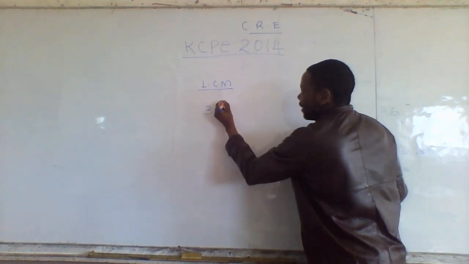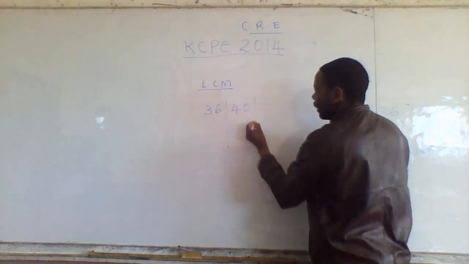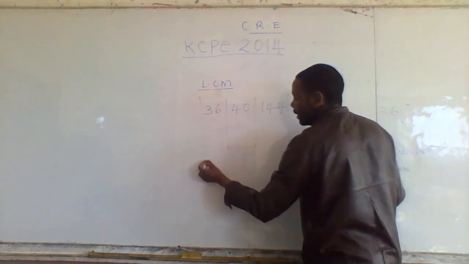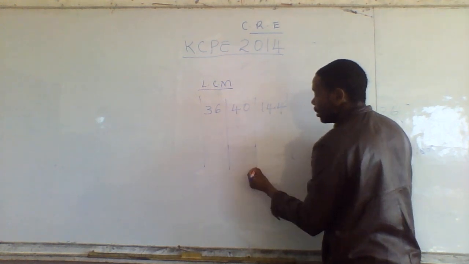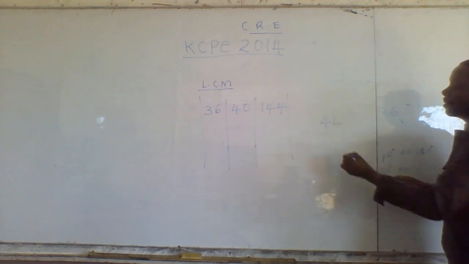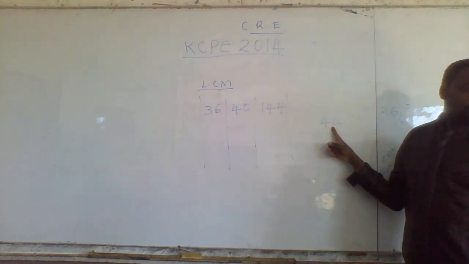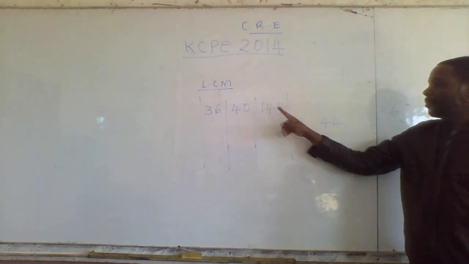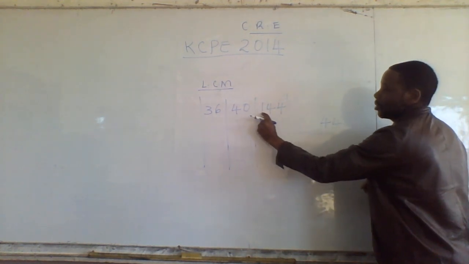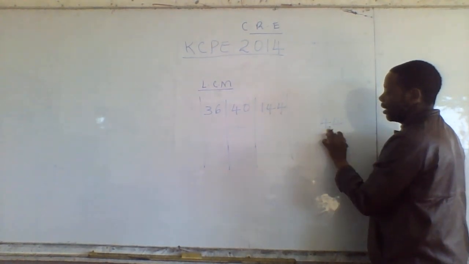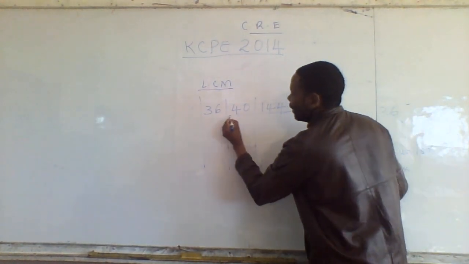So we are getting the LCM of 36, 40, and 144. And avoid saying it wrongly. What does 144 mean? It means 1 hundred and 44. So if you want to say it properly, say one hundred and forty-four. So we find the LCM.